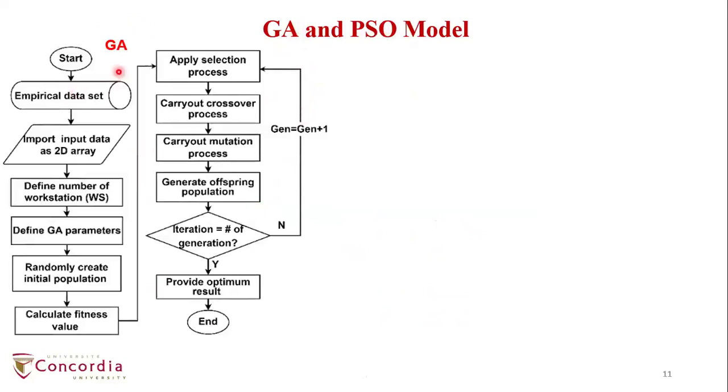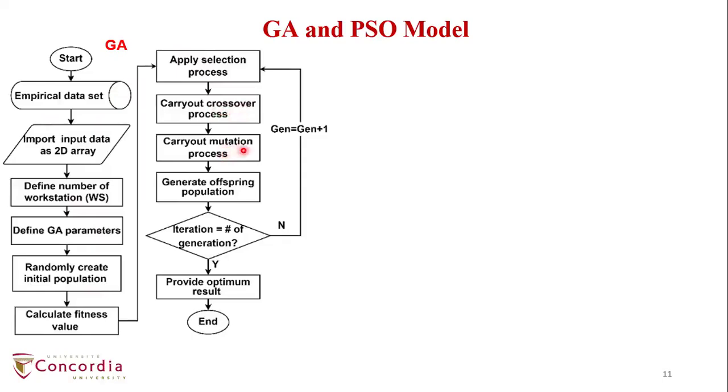For the GA model, at the very beginning, we record the process time for each wall panel in an Excel sheet, then define the number of workstations, define the GA parameters, randomly create the initial population, and find the fitness value of each individual. Then we use the tournament selection process to select the population. Then we carry out the crossover, where we have adopted the partially mapped crossover process. Then we use mutation.